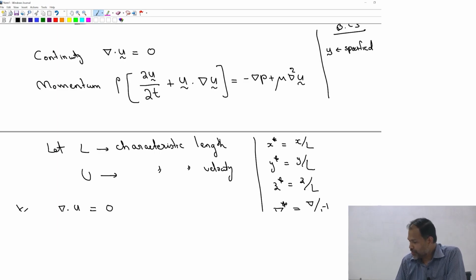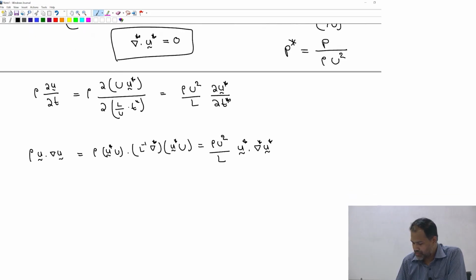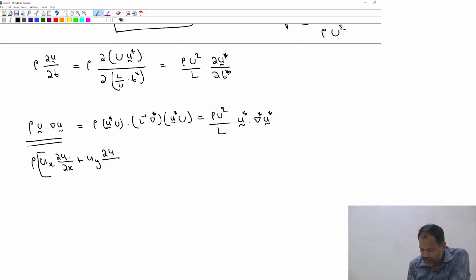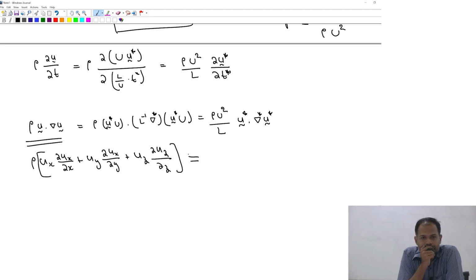Or if you are not comfortable doing this, we could do it in the Cartesian coordinates. Let's say for the x momentum equation, this term will be rho times ux dou ux by dou x plus uy dou ux by dou y plus uz dou ux by dou z. Maybe you could do that and verify that it's the same answer. If you have doubts, if there is something that's not clear or you are not able to understand, please ask.